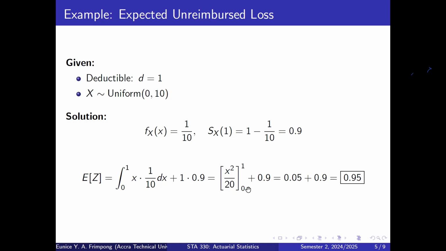And we can further work on this simplification, and we'll get a final answer of 0.95. This means that on average, the insured pays 0.95 units of the loss, even with insurance, because of the deductible.